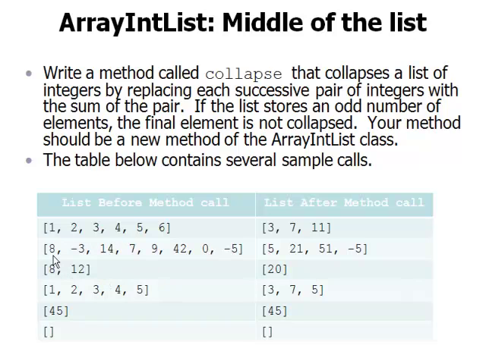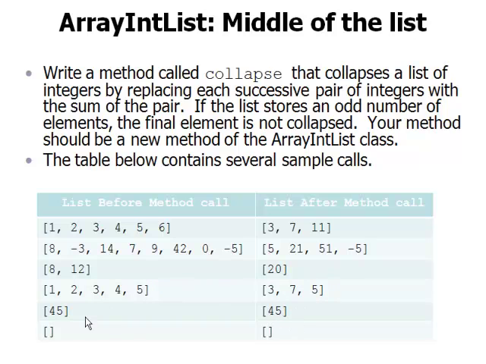For example, in this case, we would add the 8 and the minus 3 and collapse that pair into their sum, which is a 5. The statement also says if the list stores an odd number of elements, then the final element is not collapsed. So for example, if we have 1, 2, 3, 4, 5, the 1 and 2 are collapsed into a 3, the 3 and 4 are collapsed into a 7, and this extra number 5 at the end is not collapsed.